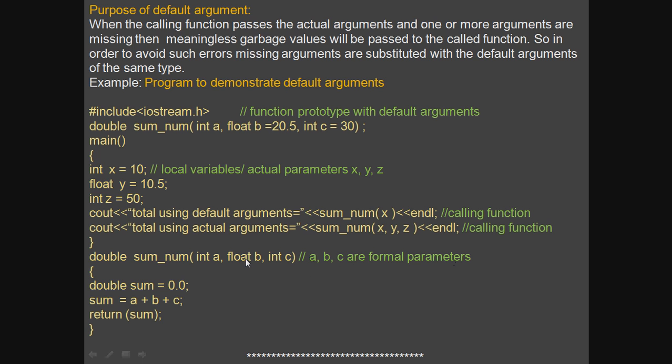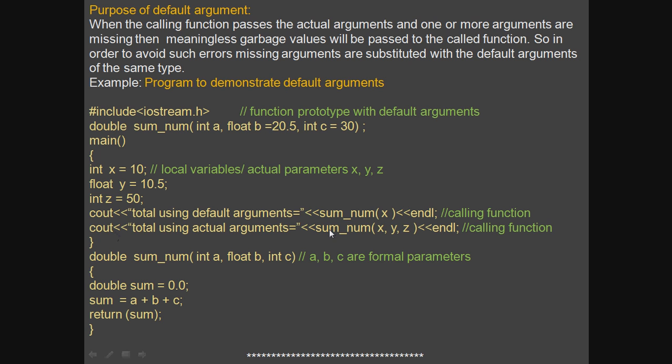And the value that is accepted here in the function prototype is called the default argument, but when the value is passed to the variables b and c in the function definition, they are called formal arguments, not default arguments. So here you can see that you are using the default arguments. Now in this next statement, see out using actual arguments.